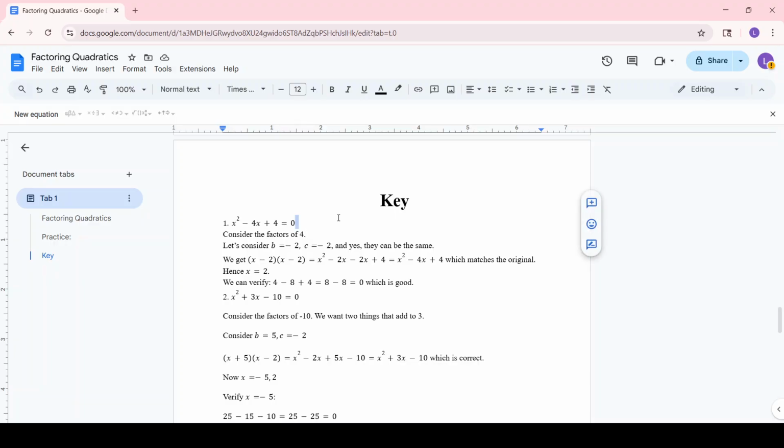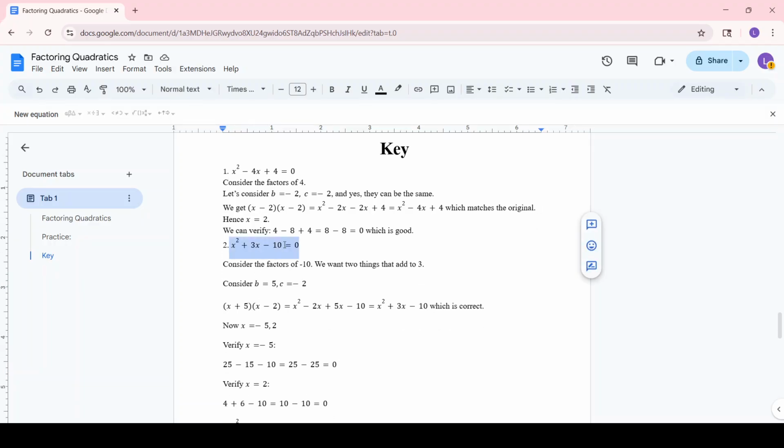So, our first question asks x squared minus 4x plus 4 equals 0. So we're going to consider the factors of 4. Now, it turns out that when b is negative 2 and c is negative 2, and yes, they can be the same, we get (x minus 2) times (x minus 2), which does in fact match our original. Hence, x equals 2, and we can verify by plugging in that when x is 2, we get 4 minus 8 plus 4, which is in fact equal to 0.